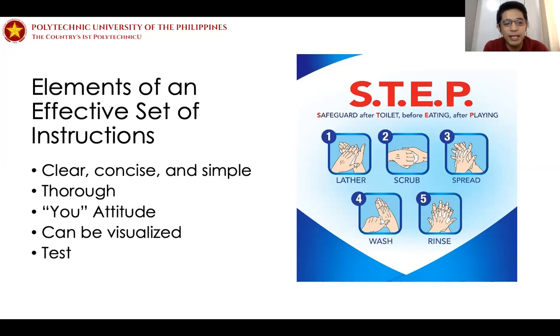And then fourth item, it can be visualized. By simply giving instructions, you could see how it's done without graphics, like what you see now in the video, showing you what is ladder, what is scrub, what is spread. By simply giving them instructions, they can visualize, to imagine how it's done for better understanding. And then last, test. We have to test the instruction that we have written to make sure that it can be understood by a common man.